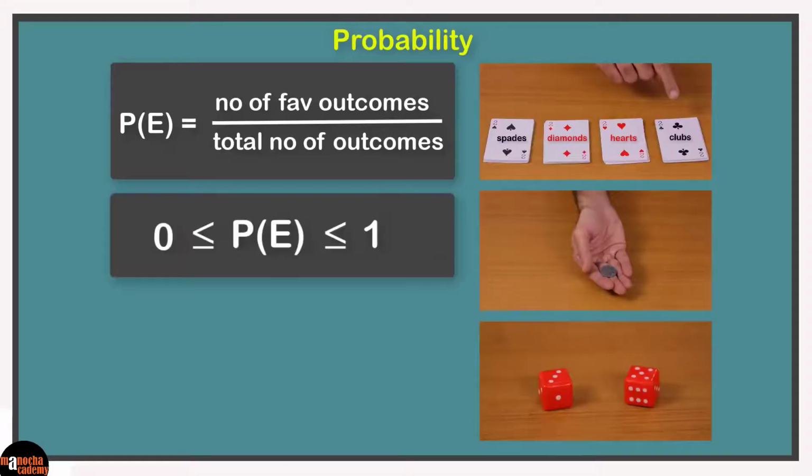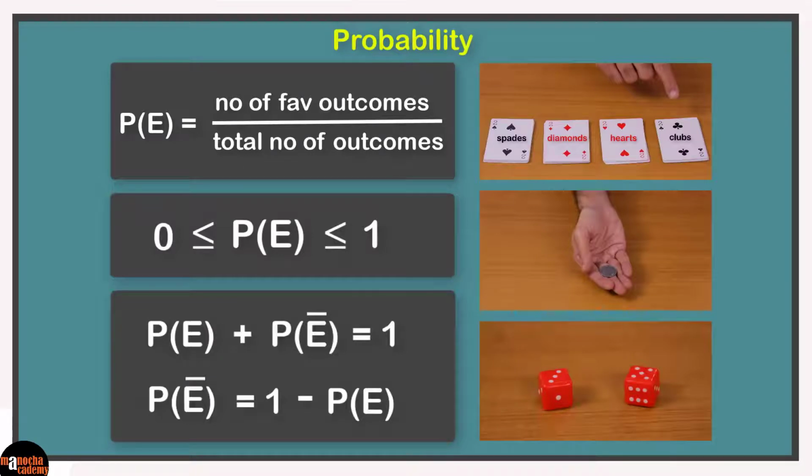As we saw, the probability of an event P(E) is greater than or equal to 0 and less than or equal to 1. The complement of an event is represented by E bar, and probability of E plus probability of E bar equals 1. So the probability of the complement of the event, that is probability of E bar, equals 1 minus probability of E. Let's look at another example.